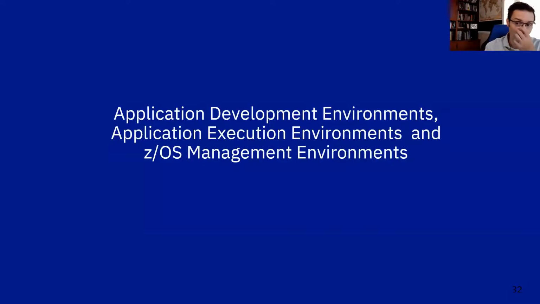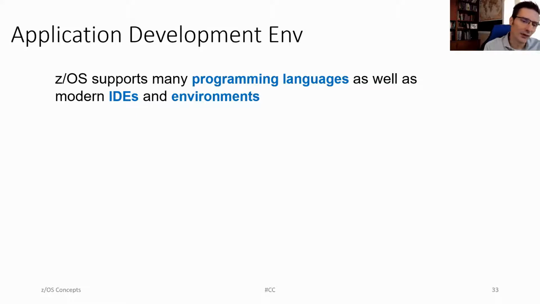All right, now let's just go a little bit more and talk about how do I write applications on zOS, and where do those applications run, and how do I manage zOS? And let's just talk about that just for a moment. So when you're developing applications on zOS, you have a choice of many programming languages as well as many modern development environments available on the system. So let's just talk a little bit about first languages.